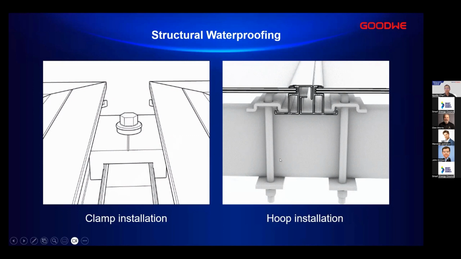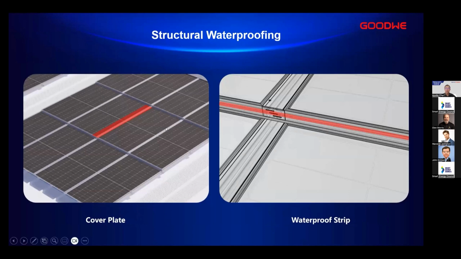Even replacement is easy. Unscrew, take the U-shape out, slide back one panel, slide in the new panel, and screw back all the screws. That's done. Fast installation as well. In order to prevent side rain from going into the panels, we even have this special waterproof strip design. We also have a cover plate to ensure nothing can get stuck in the seam.